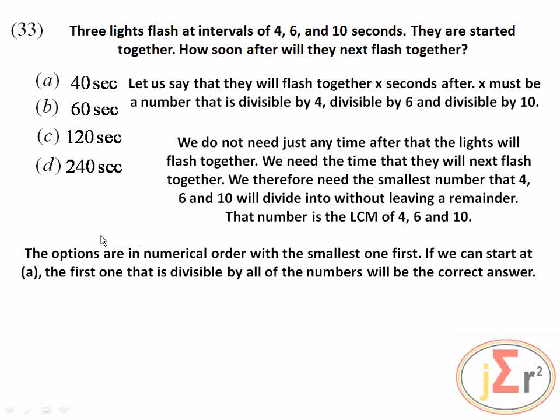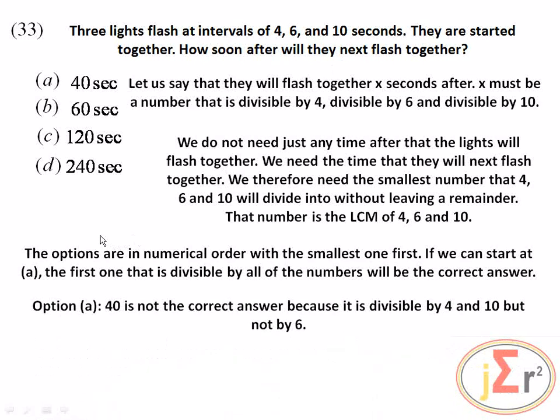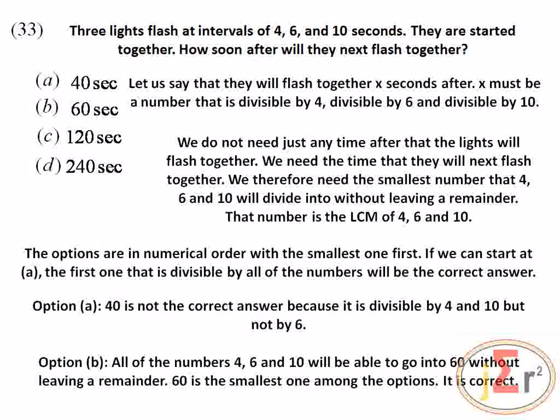be our answer. Option A is 40, and of course 40 is not correct because it is divisible by 4 and 10, but 40 is not divisible by 6. That means 6 cannot go into 40 without leaving a remainder. So we are sure that one is not correct.